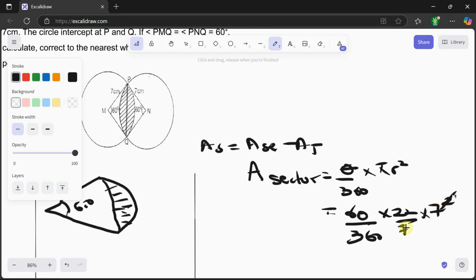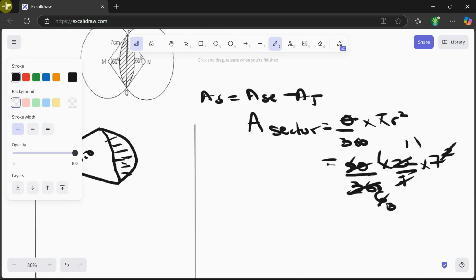One of this becomes one of this. 60 here 1, 60 here 6, 2 here 3, 2 here 11, and that will give me 11 times 7 divided by 3. That gives me 77 over 3, or 25.67. Is this centimeter? Yes, centimeter squared. I have to be sure that it's centimeter before I go and put meter.